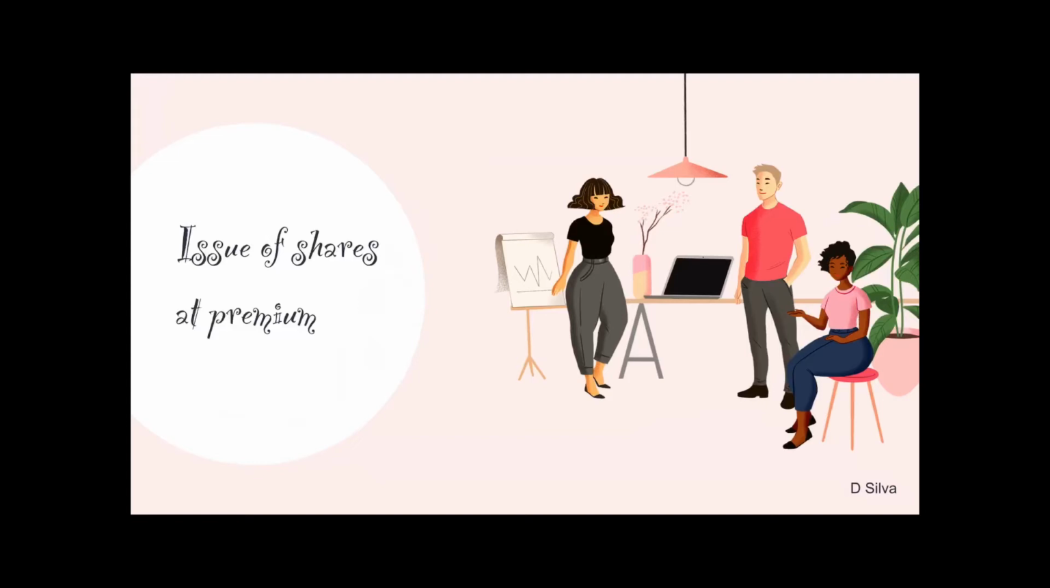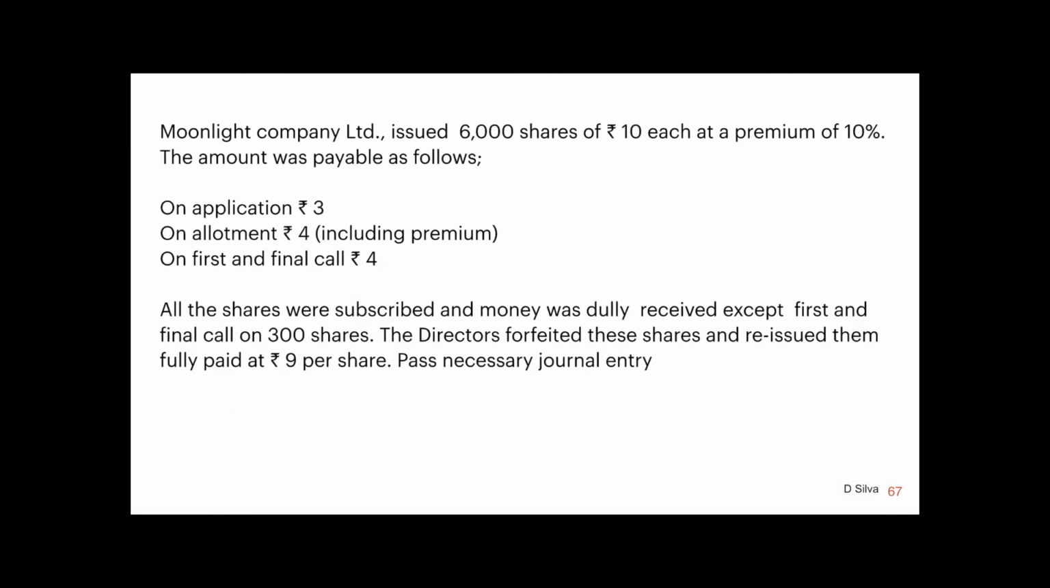Hello students, let's look into this question under issue of shares at a premium. Moonlight Company Limited issued 6,000 shares of rupees 10 each at a premium of 10%. The amount was payable as follows: on application rupees 3, on allotment rupees 4, on first and final call rupees 4. All the shares were subscribed and the money was duly received except the first and final call on 300 shares. The directors forfeited these shares and reissued them fully paid at rupees 9 per share.